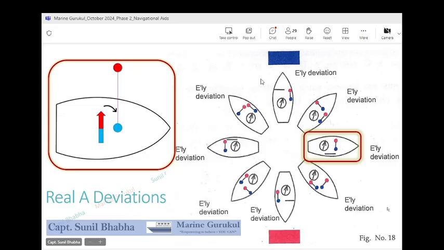Is it clear, beta? Any doubts on easterly heading? No, sir. Good to go, sir. Very good, beta. Great.